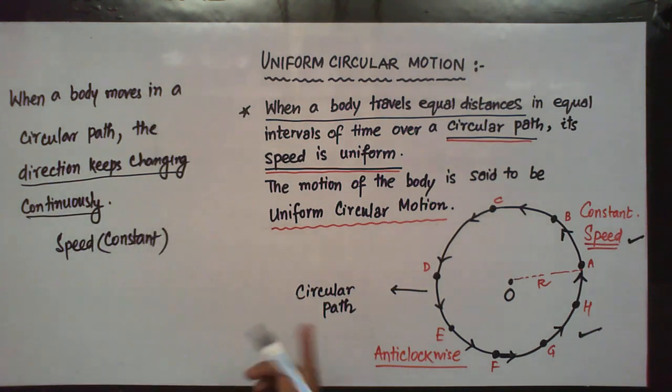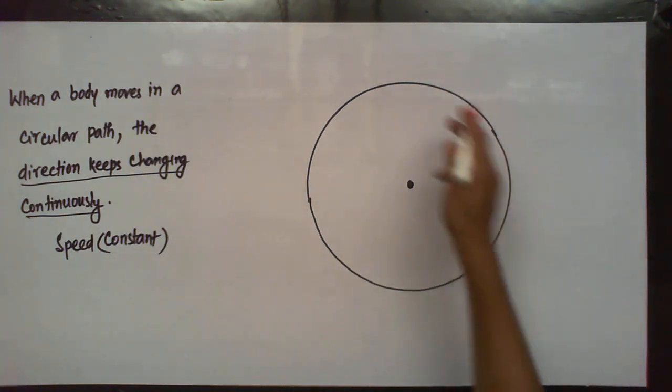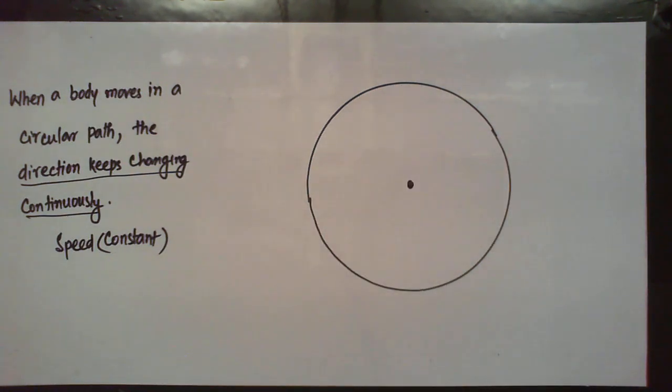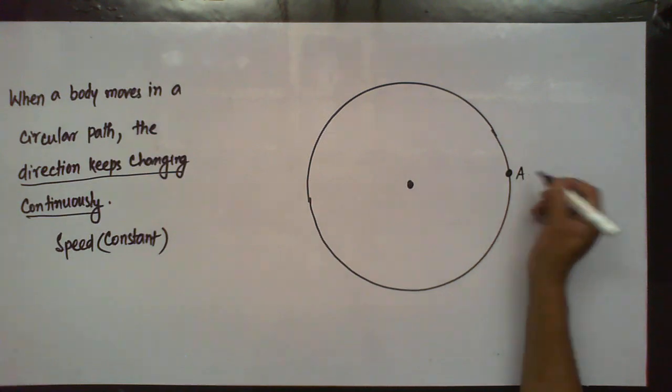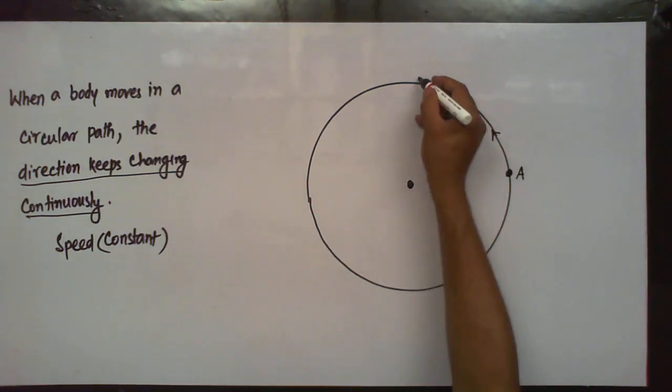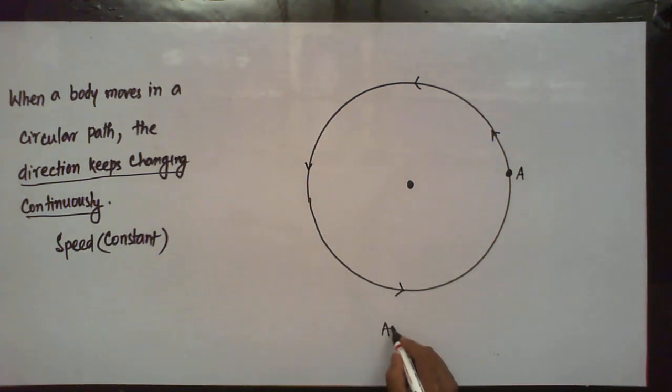So the question is, what is the direction of the body? Let us discuss the direction in which the body would be tending to move when it is moving in a circular path. Now if you look at this, we have a circular path. Imagine that the body is here, and let us say this is the anti-clockwise movement.